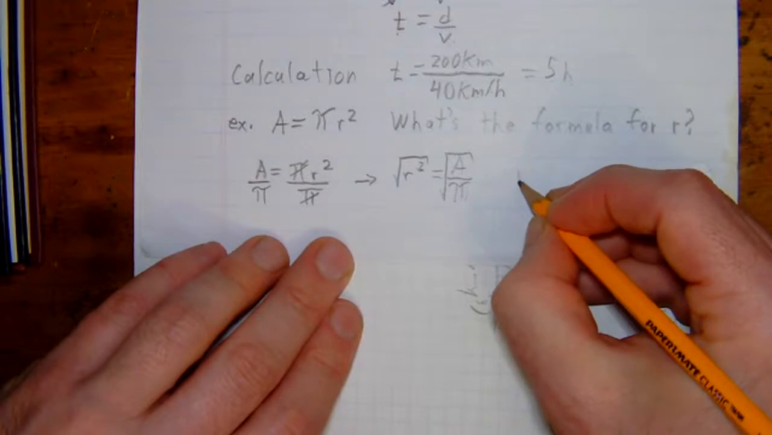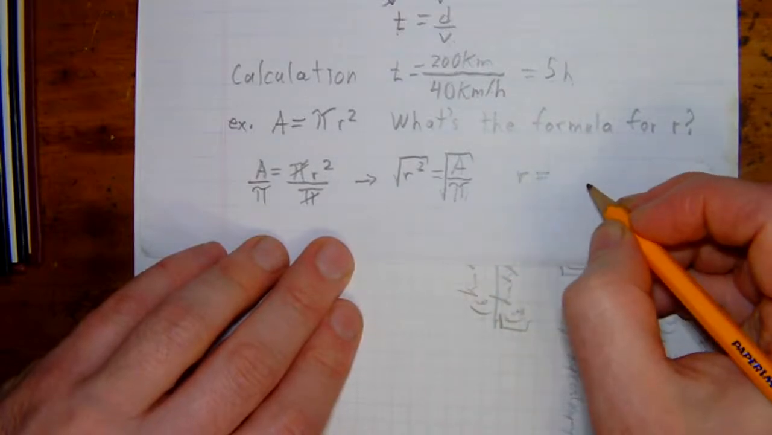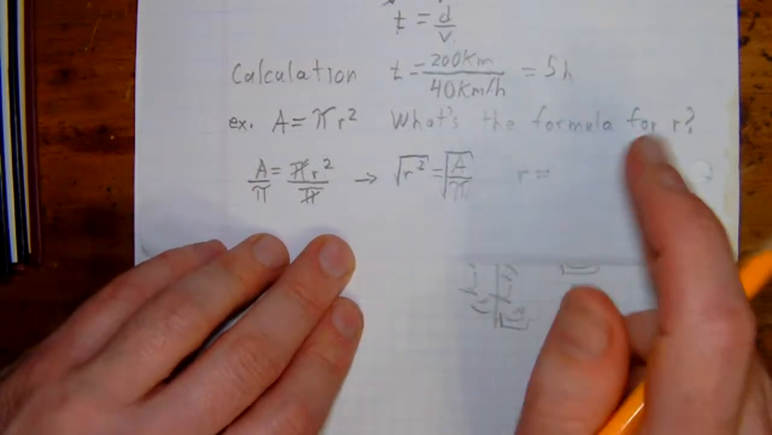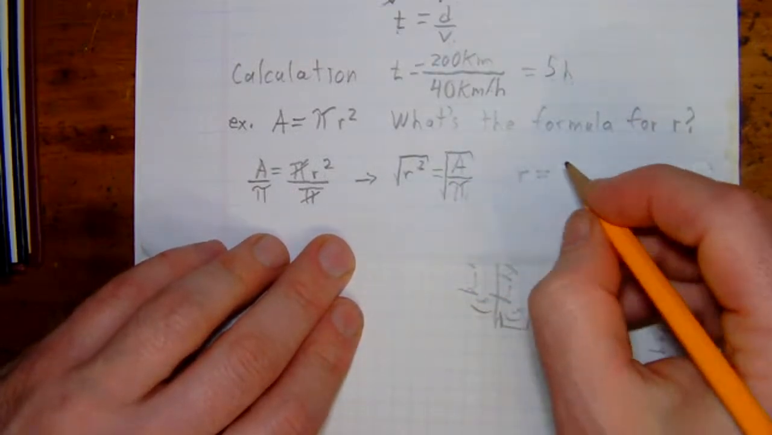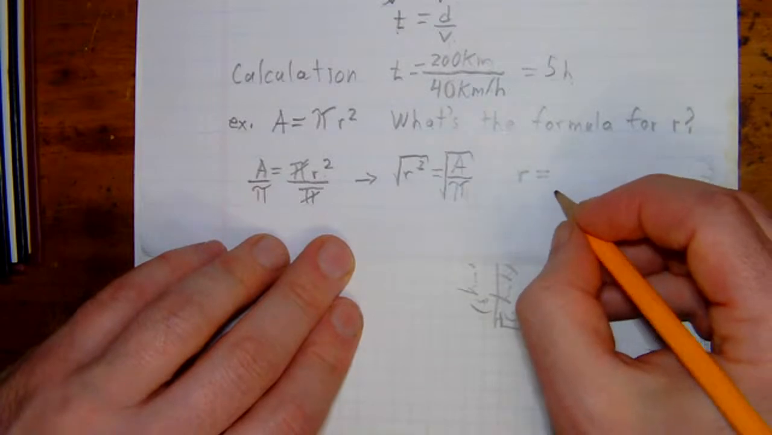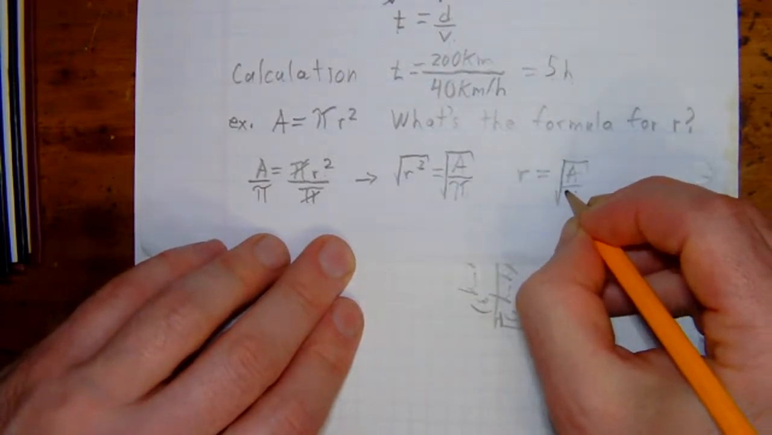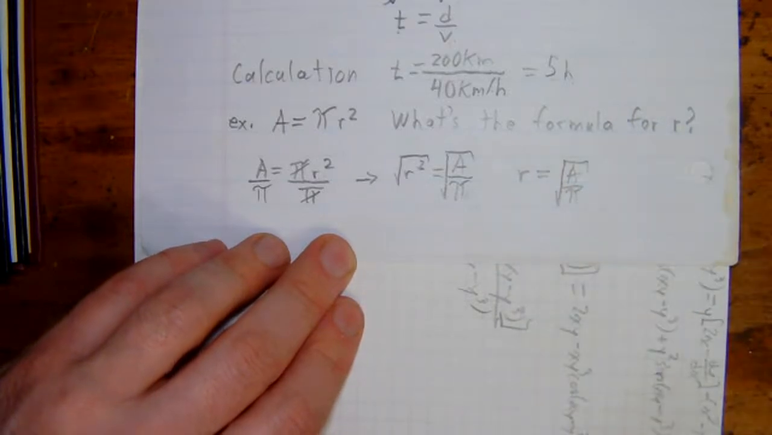So square root of a square leaves us with just r. There's a tiny little mathematical detail I'm glossing over here. You'll talk about it more in grade 10. And on the other side, we have square root of A divided by pi.